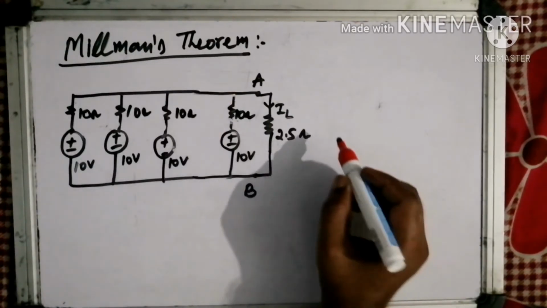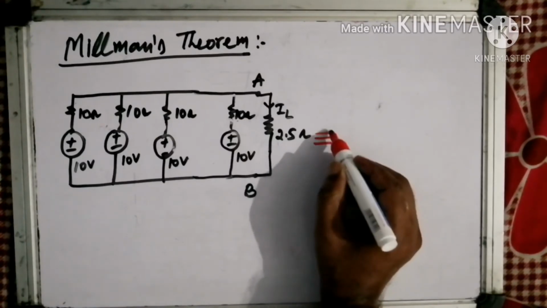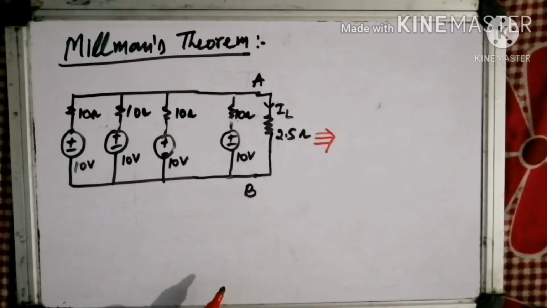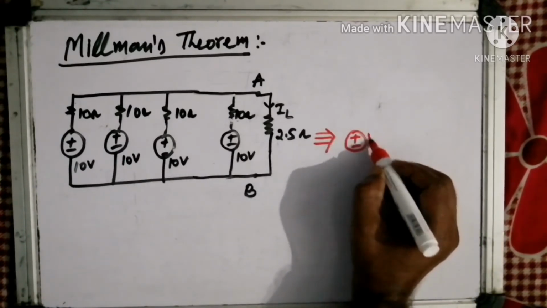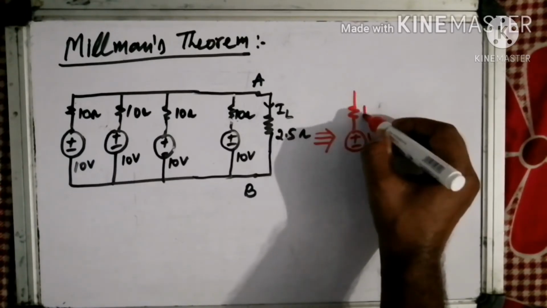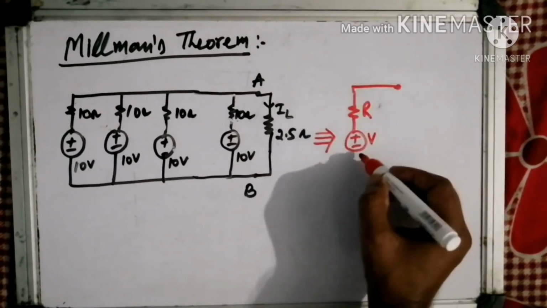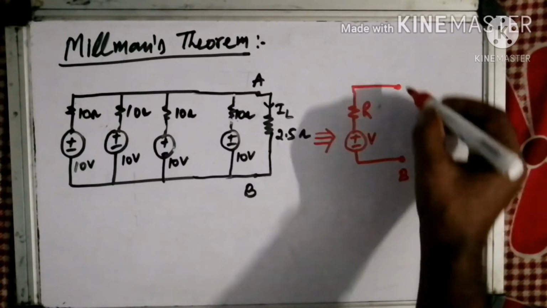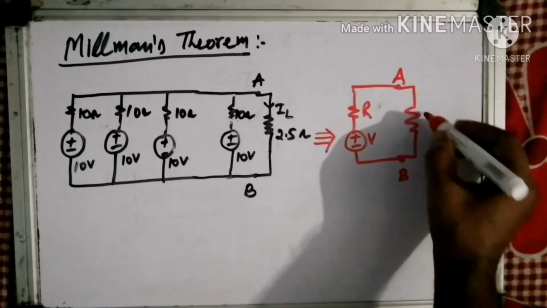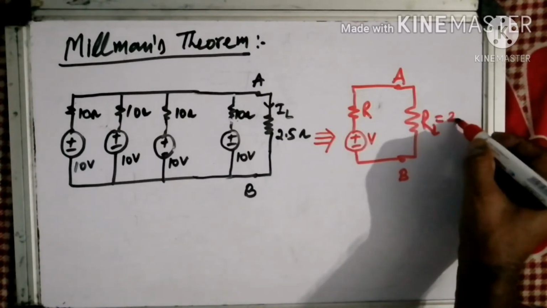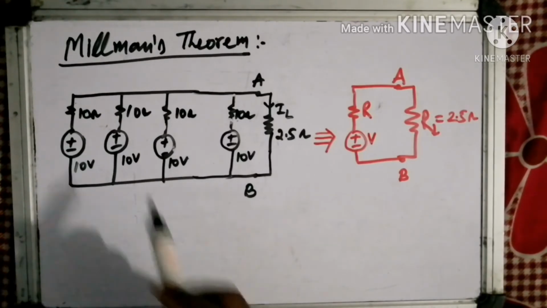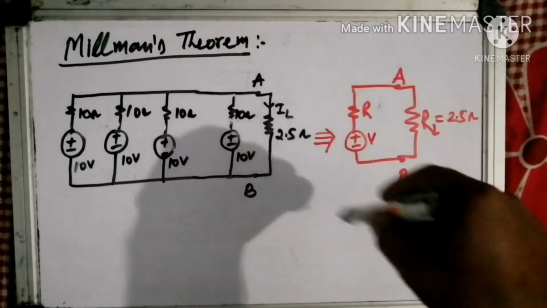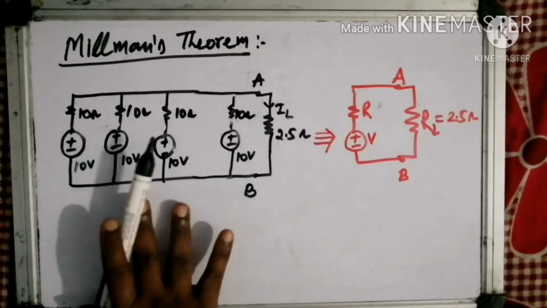So, according to this theorem, it is necessary to make an equivalent circuit diagram containing a single source, that is B, along with internal resistance R, and the load is connected across points A and B. Right? It is the load, which is nothing but 2.5 ohm for this particular question. Yes, according to Millman's theorem, we can make this an equivalent circuit diagram for this circuit.